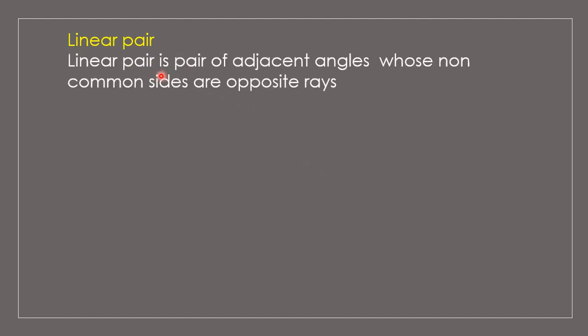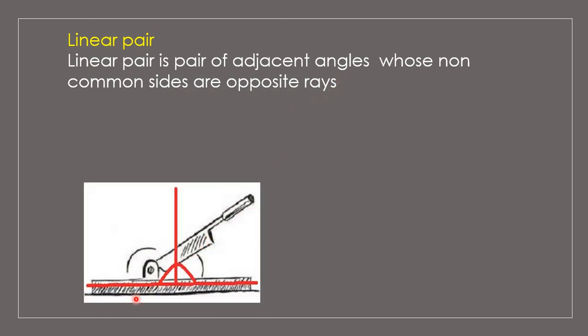Now the next pair is the linear pair. A pair of adjacent angles whose non-common sides are opposite rays is a linear pair. For example, we have all seen this in our homes, the chopping board. Here at this center, the chopping board is divided into two angles. So this is one angle and this is the second angle.